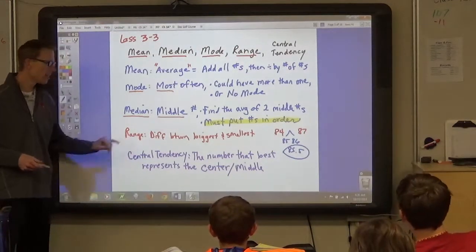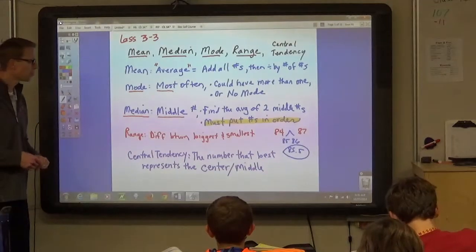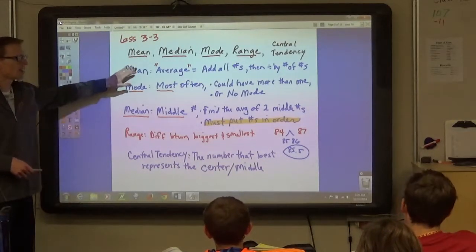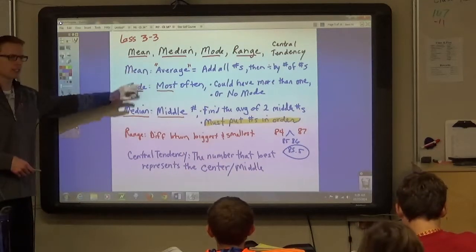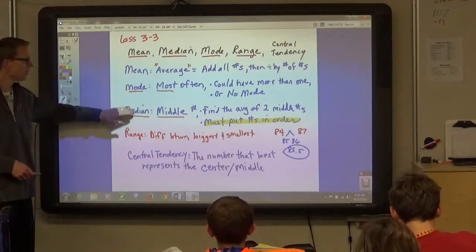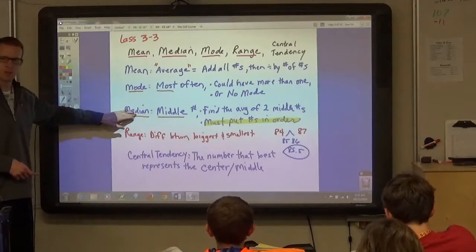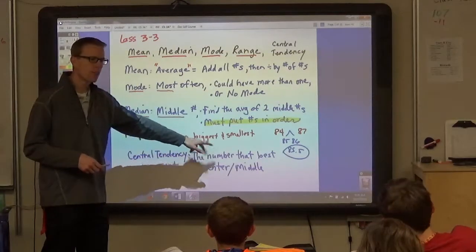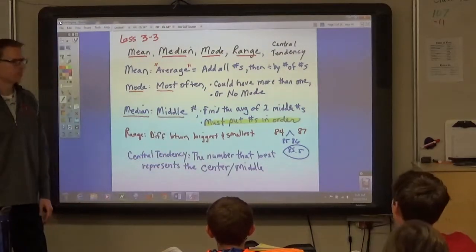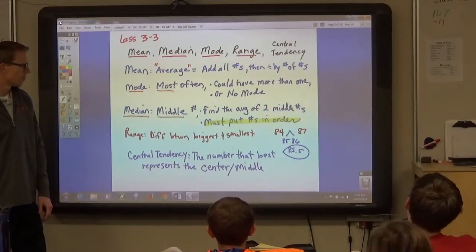The range of the data set. That's not one of the central tendencies. The range does not give us the central tendencies. All of these help us to find the middle value, or a way of looking at the middle. The range is simply the difference between the highest value and the lowest value. Okay?